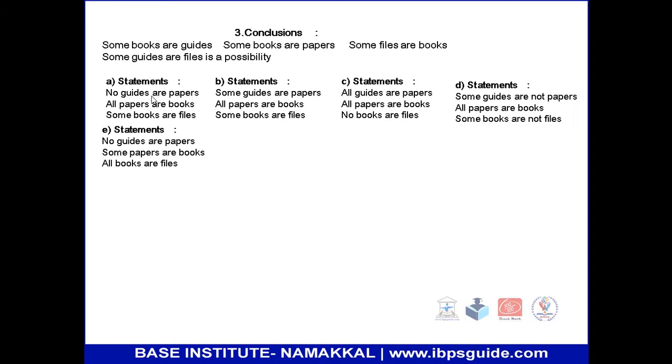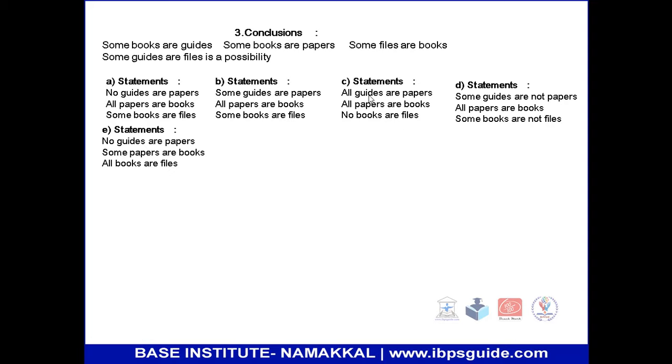Here the conclusion sentences are: some books are gates, some books are papers, some files are books, and some gates or files is a possibility. Here the possibility sentence is there. So we can move on to the second step, reading the sentences in between the lines. Friends, here in the conclusion statement, some files are books does not follow in the C statement, because the sentence no books are files does not give the solution.